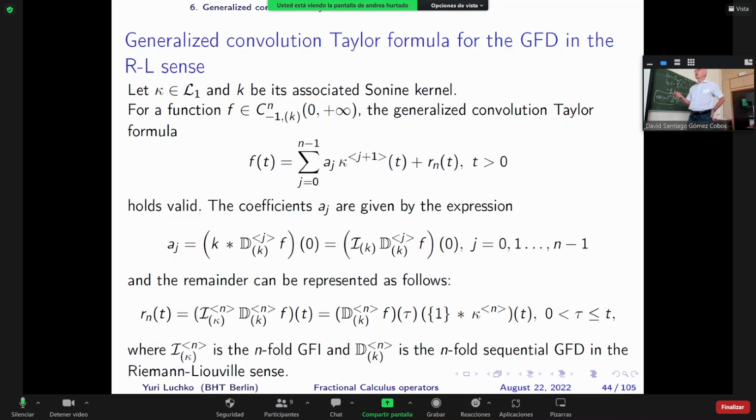It's a composition of the n-fold integral and sequential derivative, and here we can use the fact that this integral can be represented just as one-fold integral with the kernel kappa, the n-fold convolution of kappa, and then we can use the mean value theorem for the integrals and get this representation. It's something like a remainder in the form of Lagrange. Yeah? If you project this result to the case of the normal polynomial.